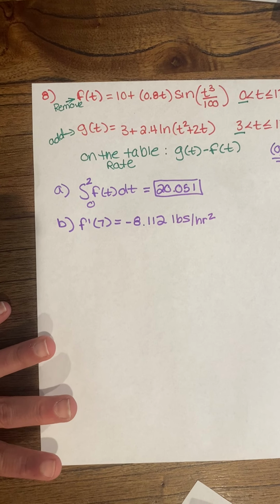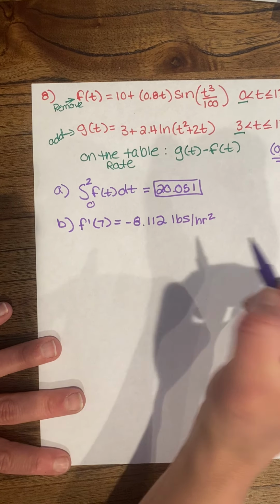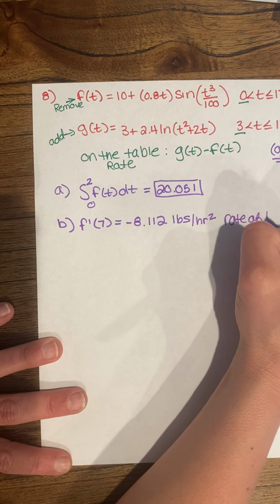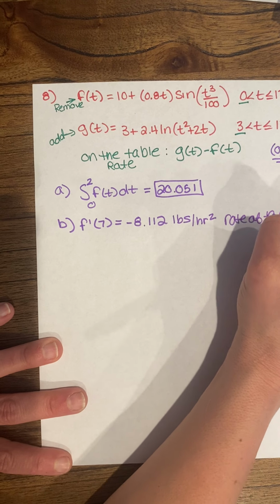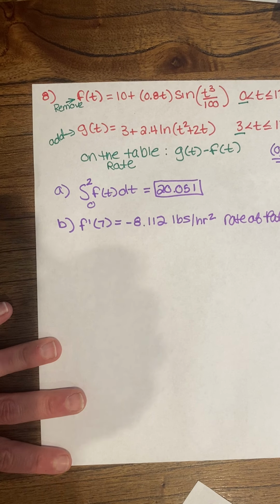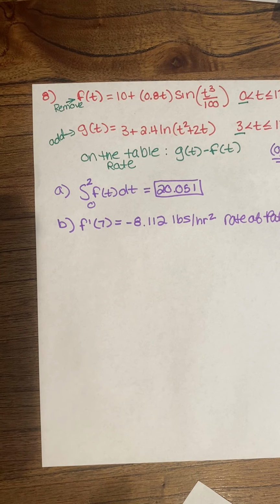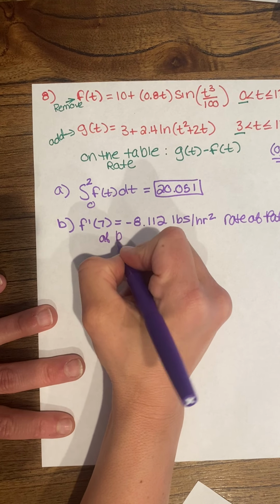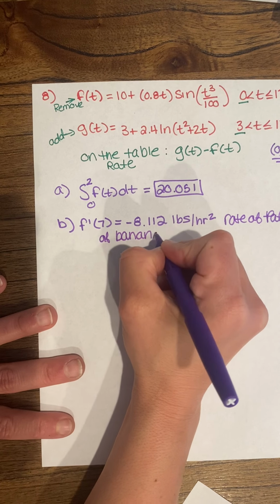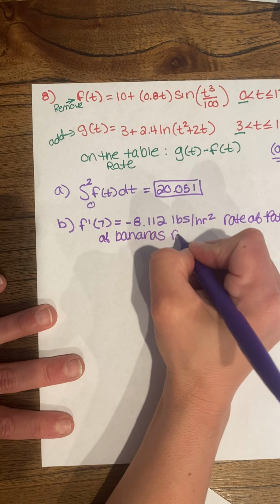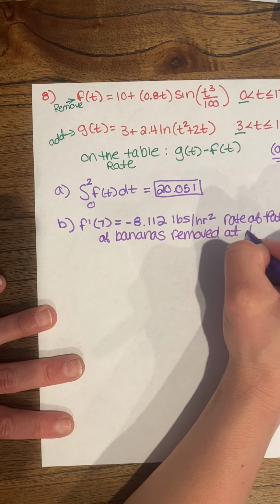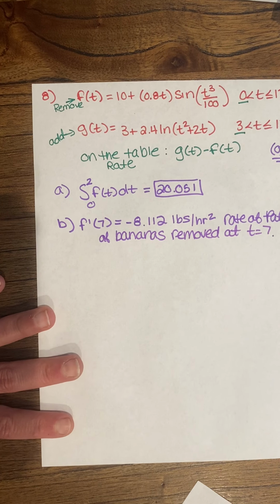Okay, and again, if you're explaining it, make sure you say it is the rate of the rate. That is a nice way to do it. You could also say the rate of bananas removed is decreasing. That's another way to say it, or you could just say rate of the rate of bananas removed. And again, don't forget to mention the time, right? You always want to bring in the time. This is only at t equals 7, okay?